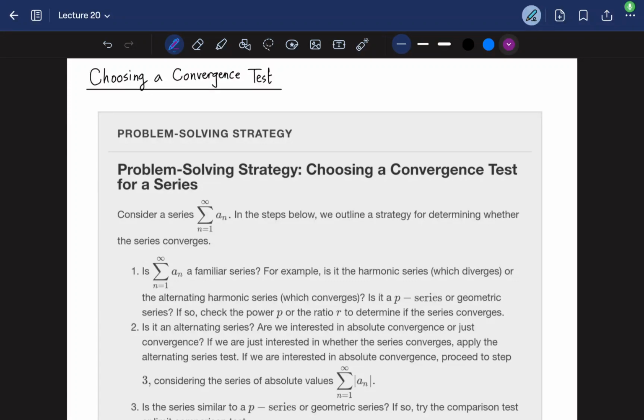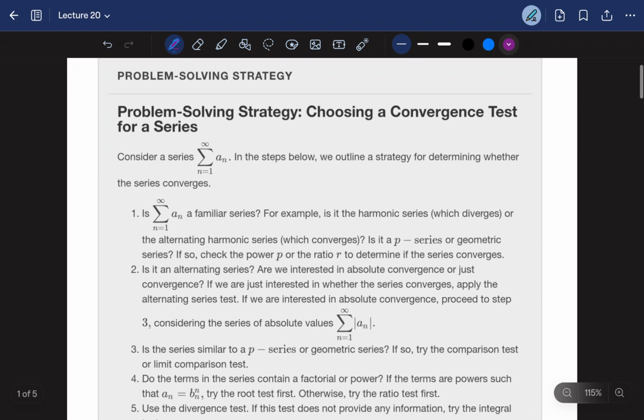So today I'm going to summarize everything that we've learned in chapter 5. We're going to learn how to choose which test to use to test the divergence or convergence of a certain series. It's easy to use the tests once you know which one to use, but it's kind of difficult to determine which one I should start with and see if that would work or not. So that's why we have a problem-solving strategy that we're going to learn today and do a bunch of examples.